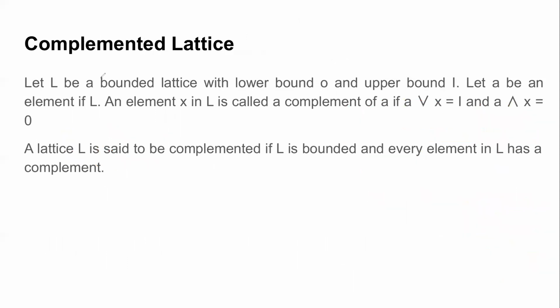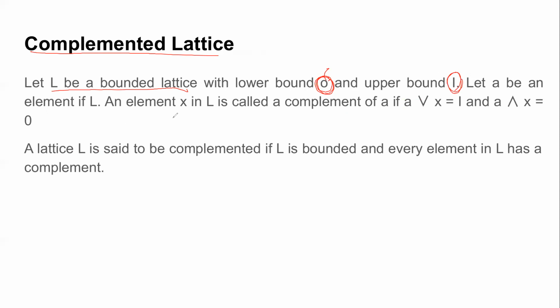So the last thing in this module and in this course is what we call a complemented lattice. Let's see what we mean by a complement. Let us suppose L is our bounded lattice, which means it has a lower bound, which I denote by O, and an upper bound, which I denote by I.